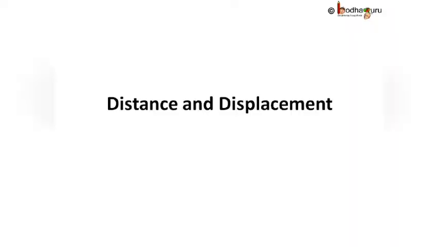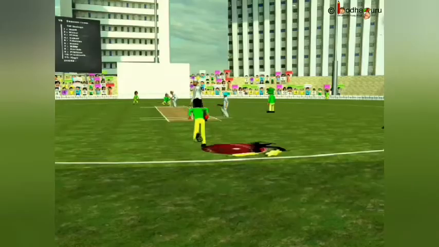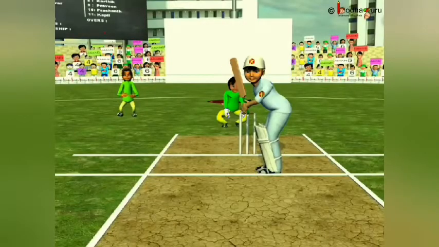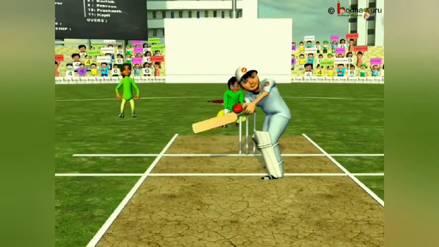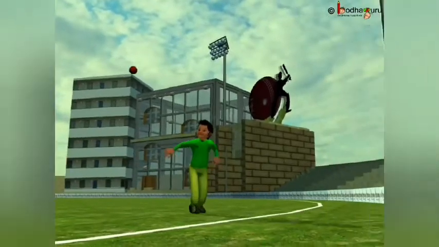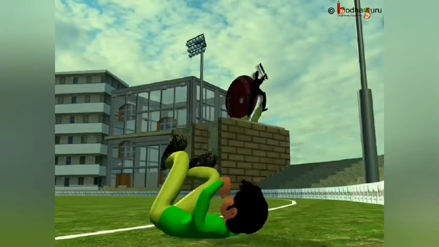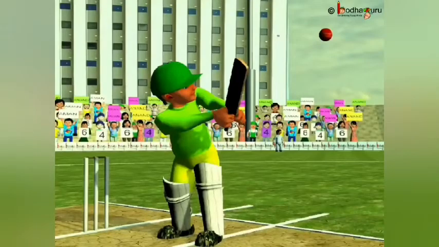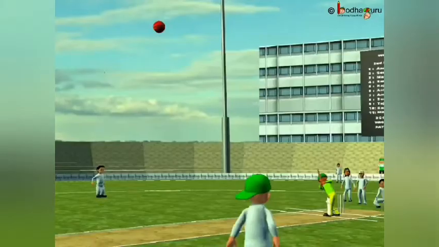Hello friends, in this lesson we shall learn about the distance and displacement concept. I love cricket. In cricket, when a batsman hits a ball, he wants to send it as far as possible, possibly for a six. Now look at this picture after the batsman has hit the ball. The ball follows a curvilinear path in the air. It doesn't go straight.